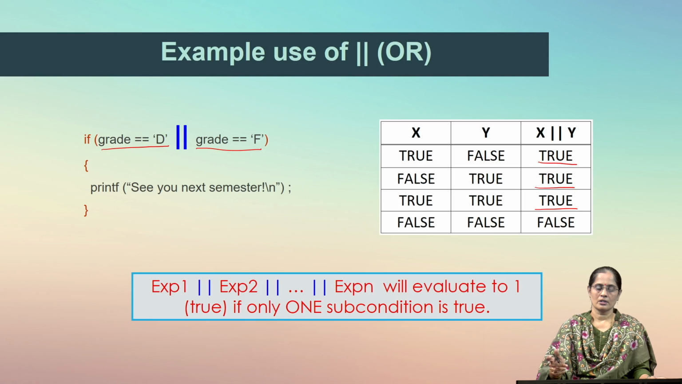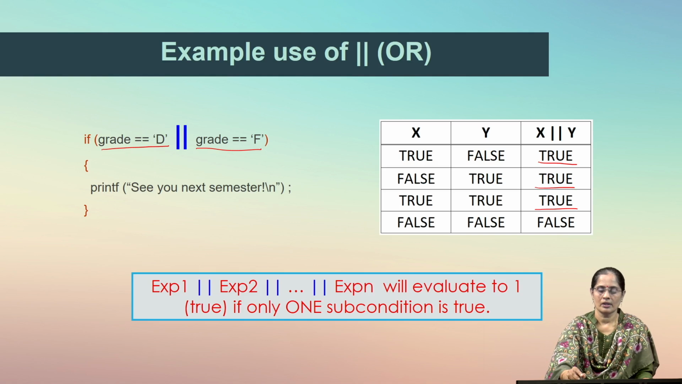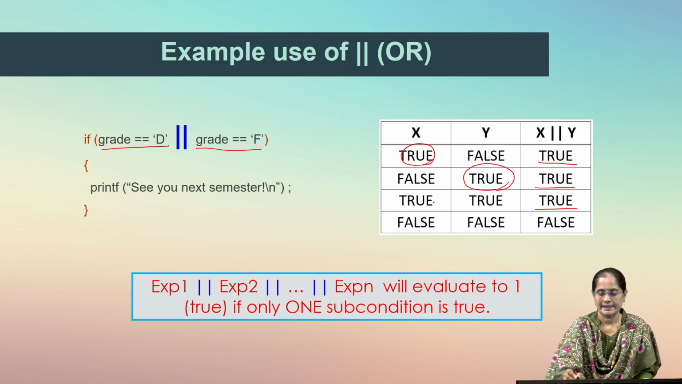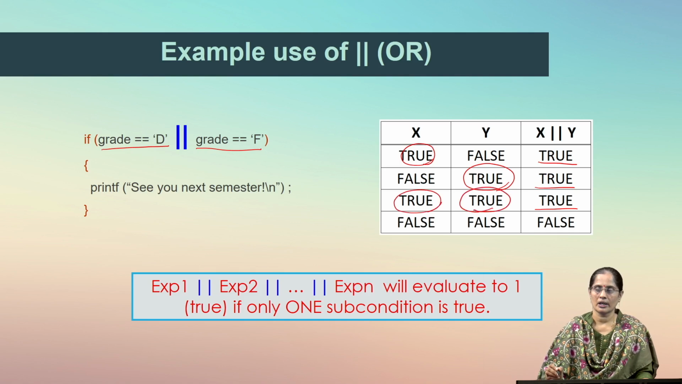So, for instance, in the truth table we can see that in the first row the value of x is true, hence the result will also be true. In the second row the value of y is true. So, the result also will be true in this case, because the value of any one condition is true here. In the third row we have both the conditions true, hence the result will also be true.